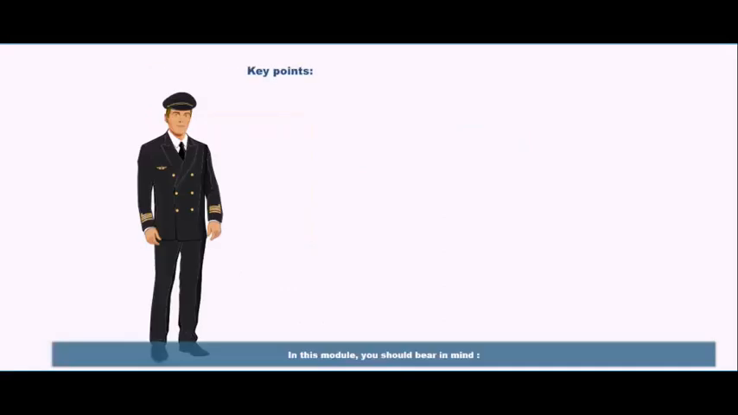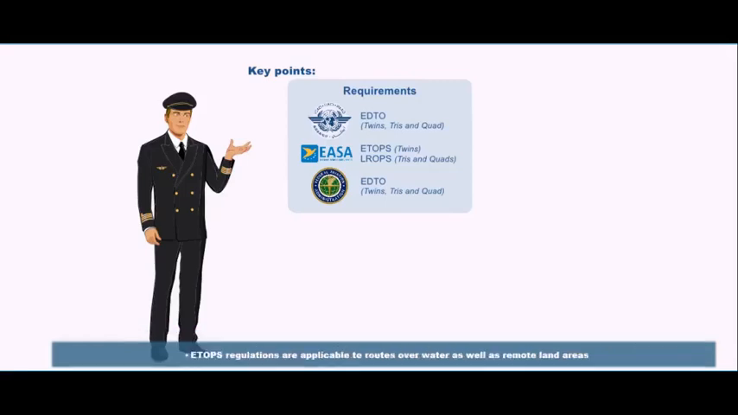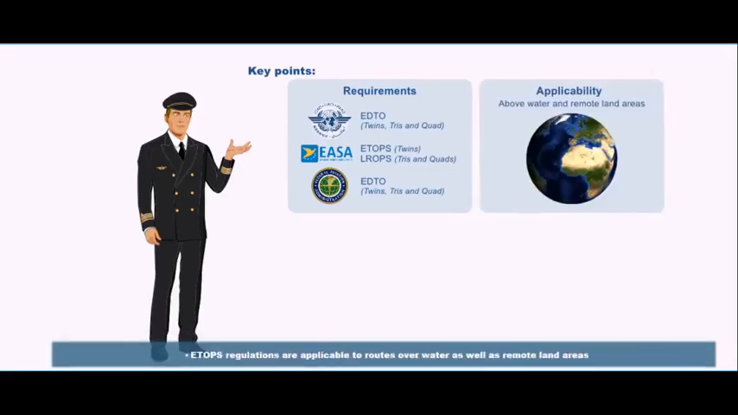In this module, you should bear in mind: EDTO are the ICAO requirements for extended range operations applicable to twin, tri and quad-engine aircraft, but ETOPS acronym may still be used instead of EDTO. ETOPS regulations are applicable to routes over water as well as remote land areas.